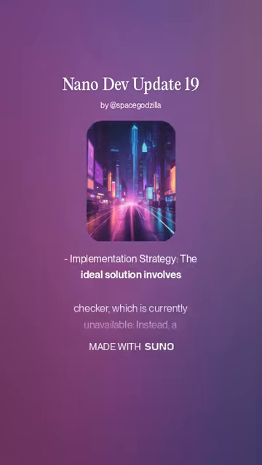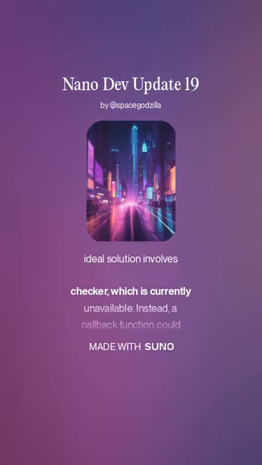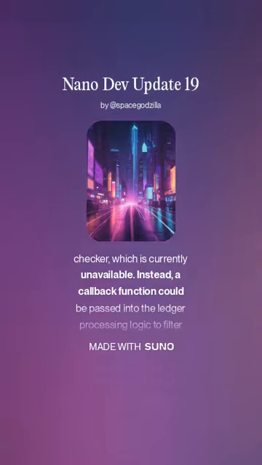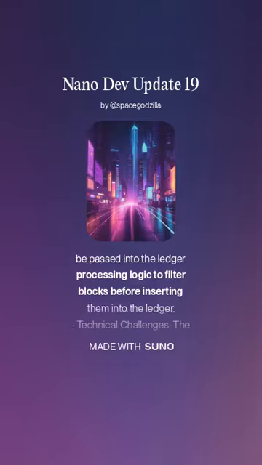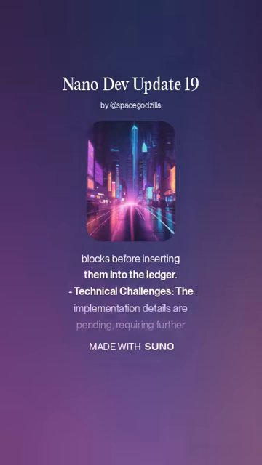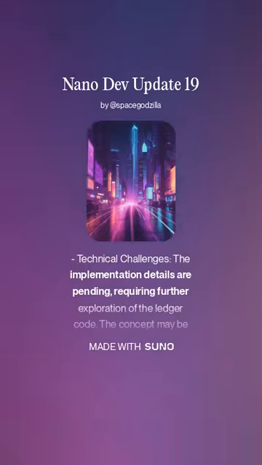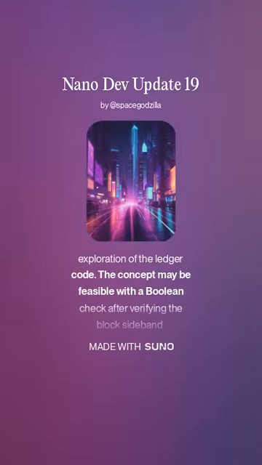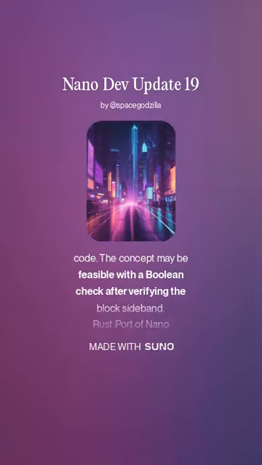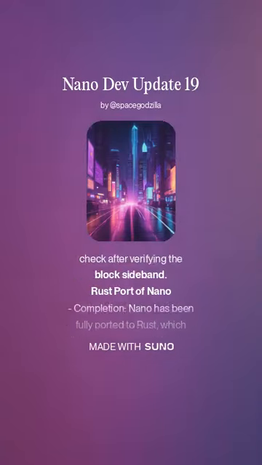Implementation strategy. The ideal solution involves a multi-threaded read-only block checker, which is currently unavailable. Instead, a callback function could be passed into the ledger processing logic to filter blocks before inserting them into the ledger. Technical challenges: the implementation details are pending, requiring further exploration of the ledger code. The concept may be feasible with a Boolean check after verifying the block sideband.